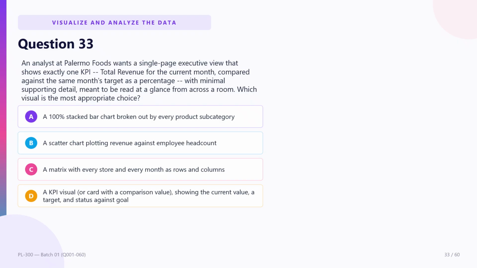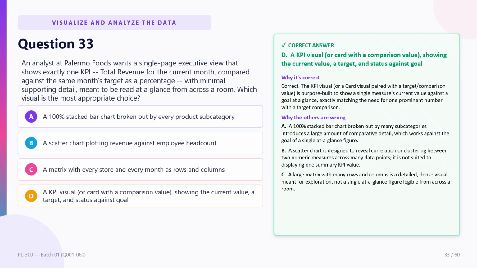Which visual is the most appropriate choice? Option A. A 100% stacked bar chart broken out by every product subcategory. Option B. A scatter chart plotting revenue against employee headcount. Option C. A matrix with every store and every month as rows and columns. Option D. A KPI visual, or card with a comparison value, showing the current value, a target, and status against goal. Take a moment and make your choice.